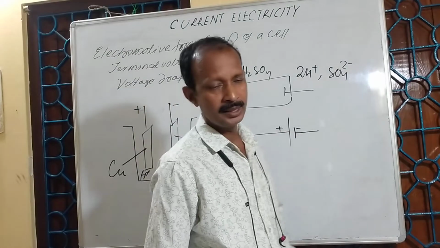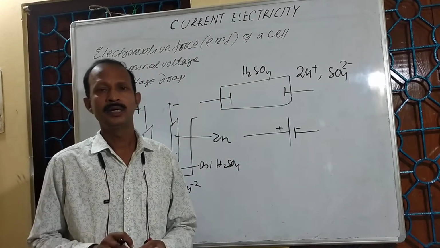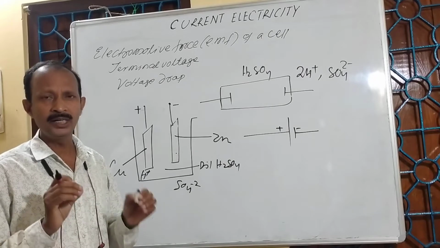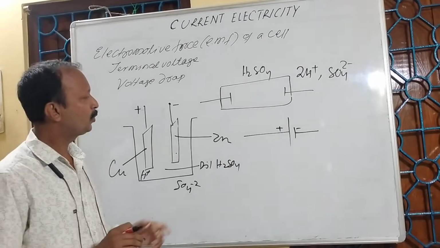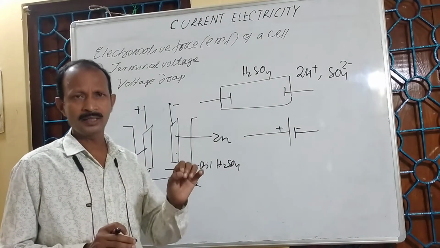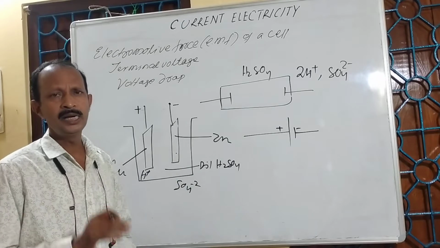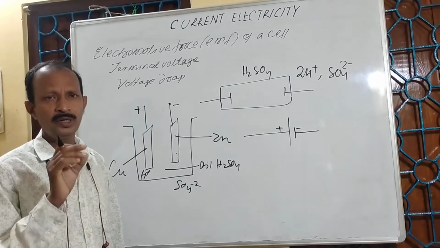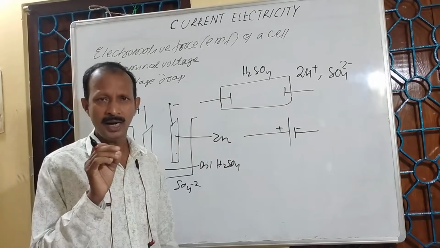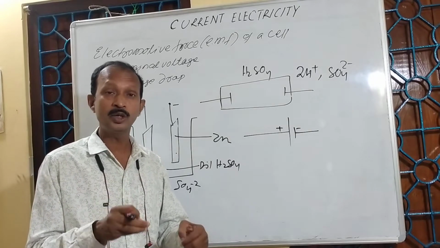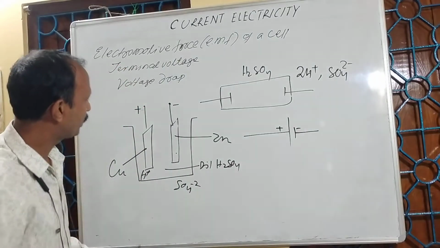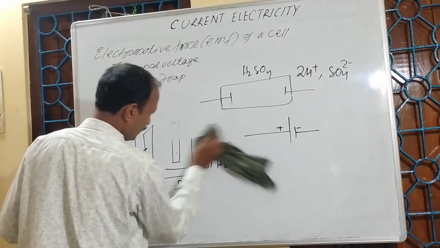This is represented by the plus symbol, and this is the lower potential. So I can say that a cell is capable of maintaining a constant potential difference between its two electrodes. That constant potential difference between the two electrodes we call electromotive force.